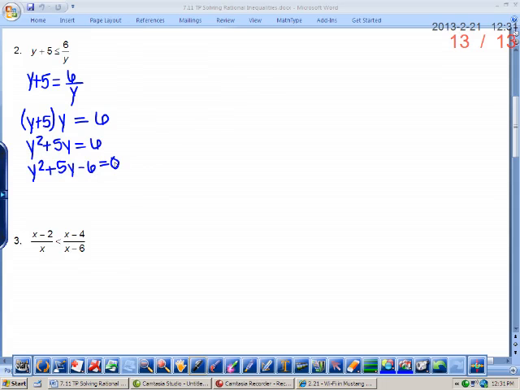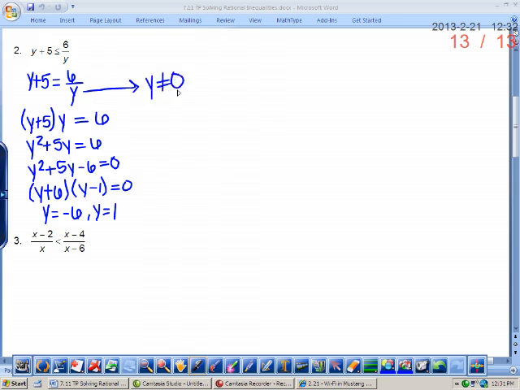How do we solve this quadratic? Factor it. Y plus 6, y minus 1. All right, so our two solutions are... okay. And then what do we do? Yeah, the other critical value comes from our original equation. What can y not equal? 0. So those are our critical values now.